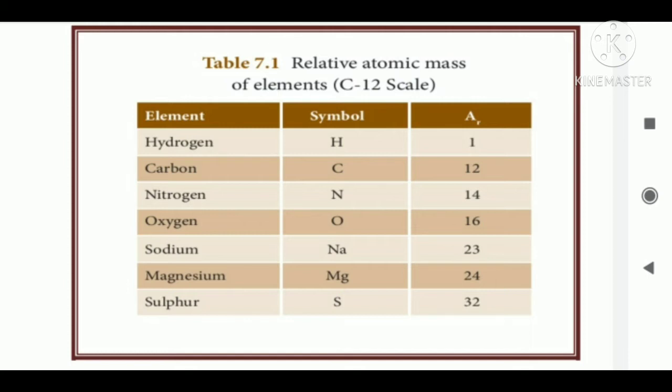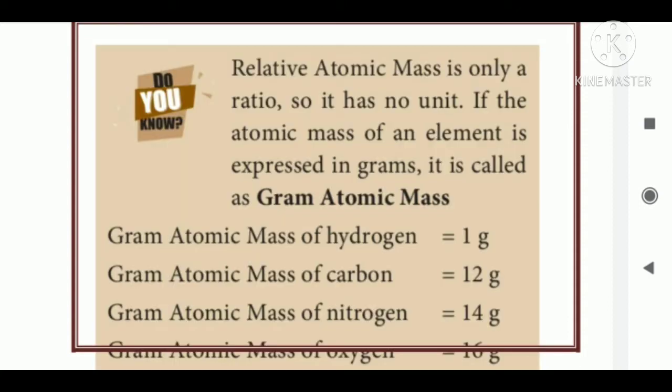Nitrogen is 7, so multiplied by 2, 14. Oxygen 8 into 2, 16. Then sodium, magnesium, sulfur, also the atomic number multiplied by 2 is the atomic mass. Relative atomic mass is only a ratio, so it has no unit.